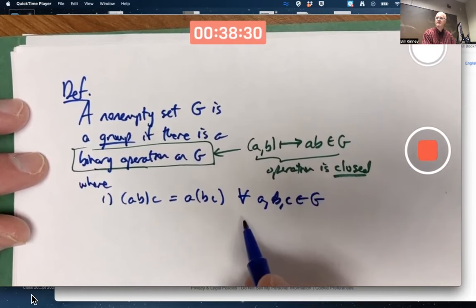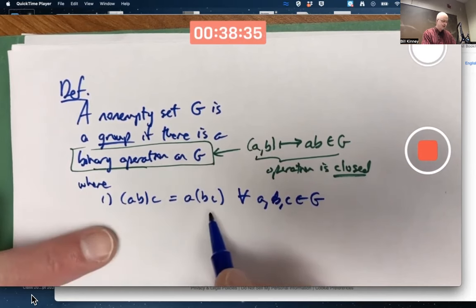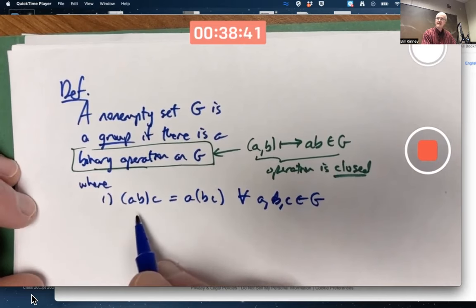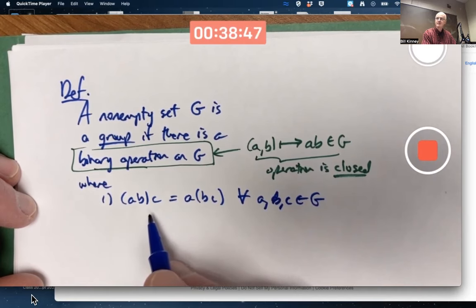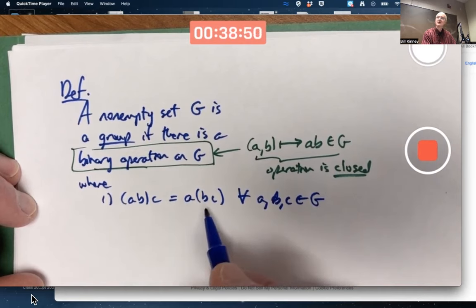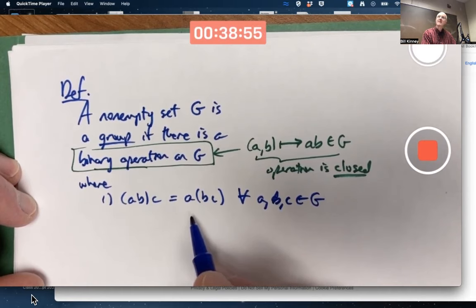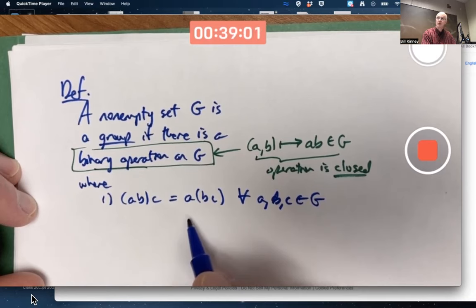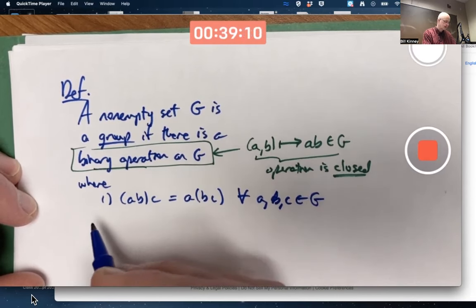Backwards E means there exists, upside down A means for all. Associative property. Over here, when you use parentheses like this, the idea is do A times B first, then multiply by C on the right. Over here, the idea is do B times C first, then multiply by A on the left. Notice I am emphasizing the words right and left. C is on the right here, A is on the left. It's important because in general, the operation is not going to be commutative, just like matrix multiplication is not commutative.